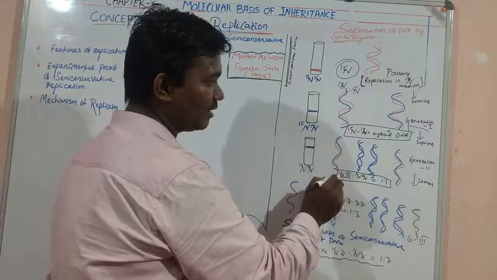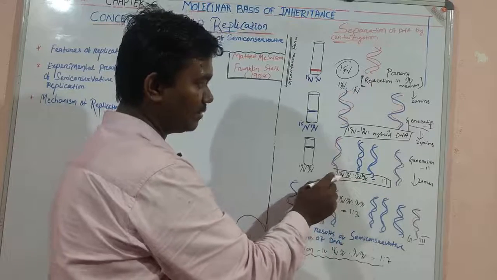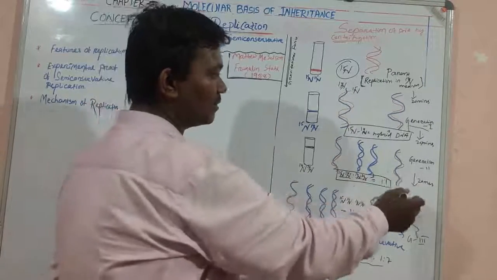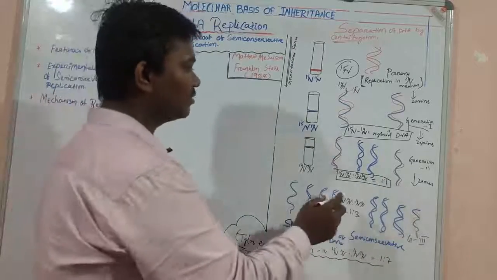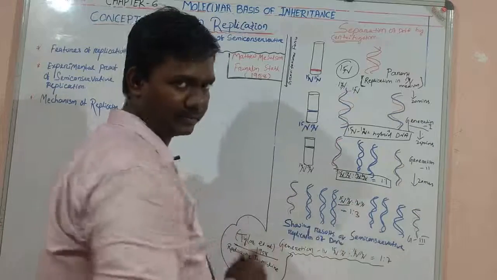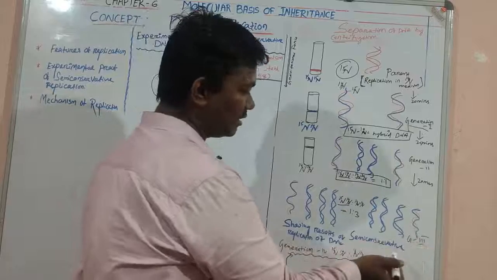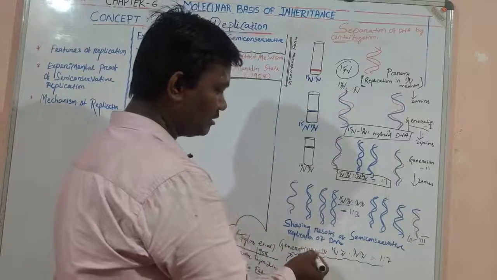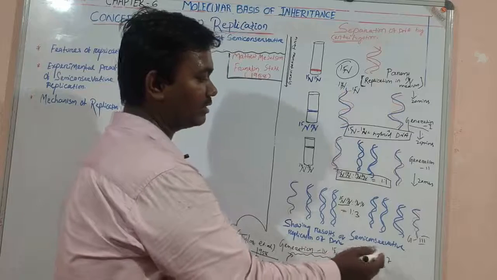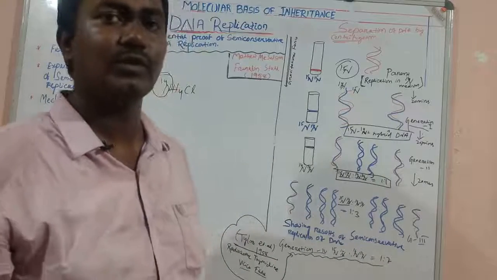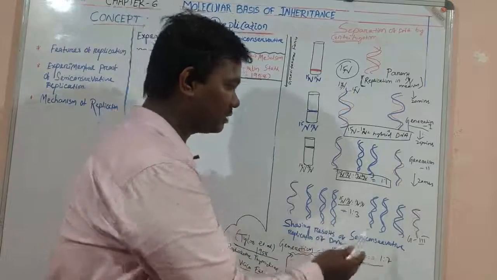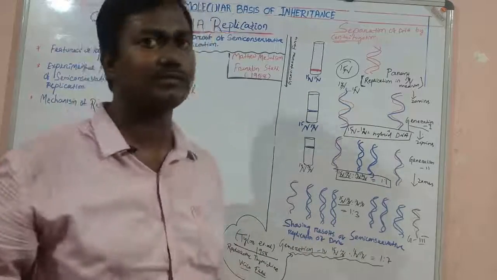In second generation, that is after another 20 minutes, that is after 40 minutes, the ratio of hybrid and N14 is 1:1. After another 20 minutes, that is after 60 minutes, the ratio of hybrid, that is N15 N14, and N14 is 1:3. Another 20 minutes, that is in generation 4, the hybrid N15 N14 and N14 ratio is 1:7, which clearly shows the semi-conservative replication of DNA.